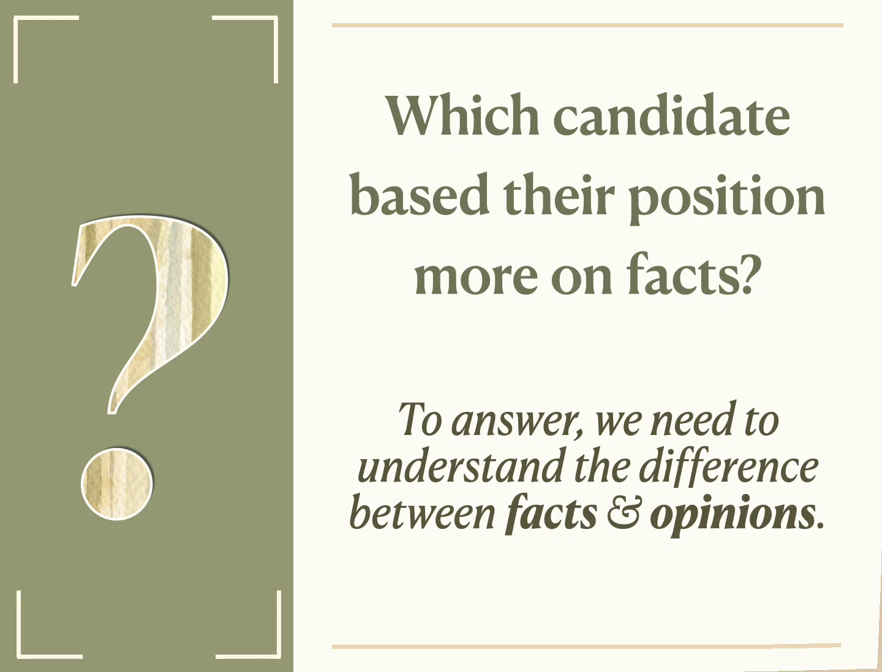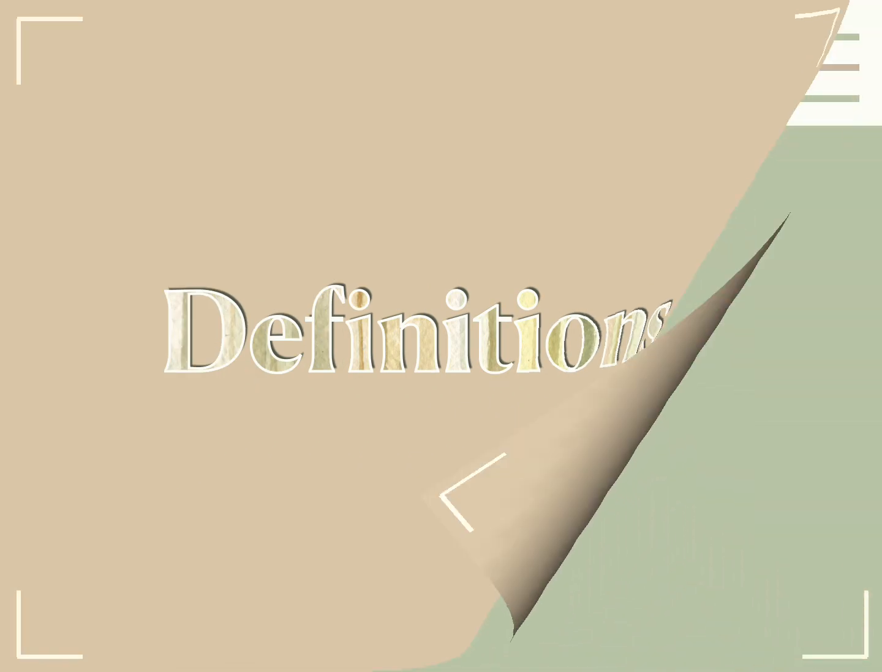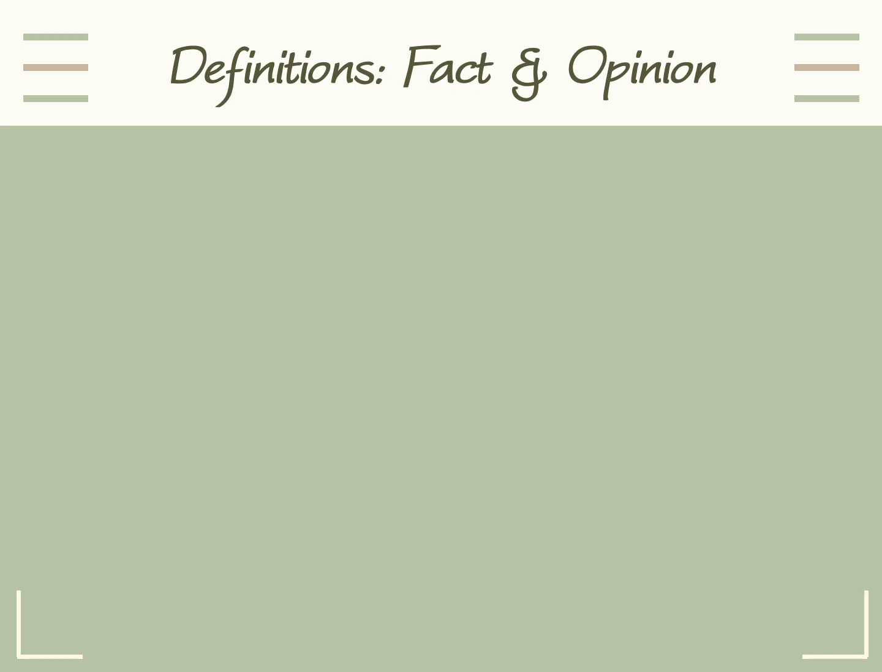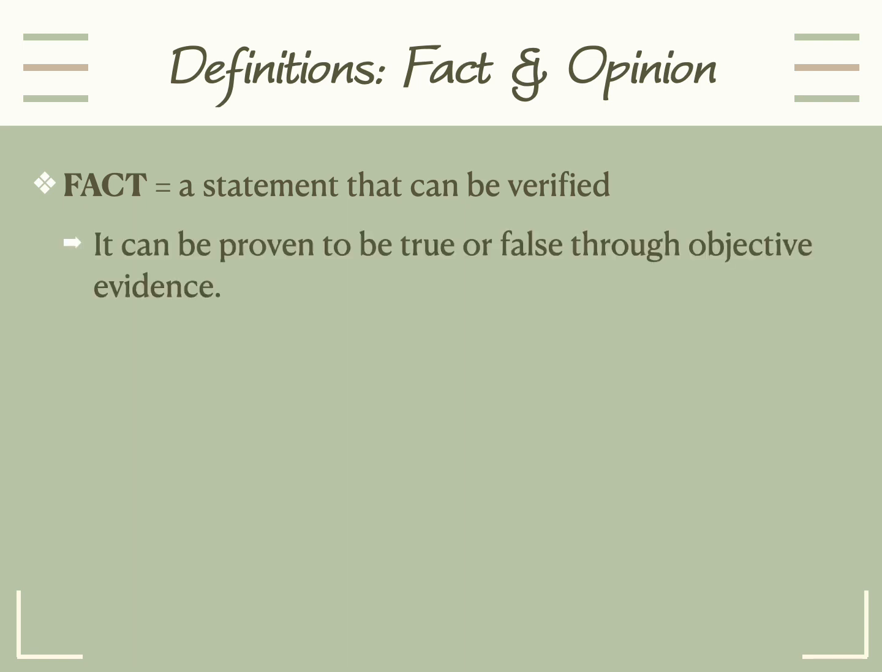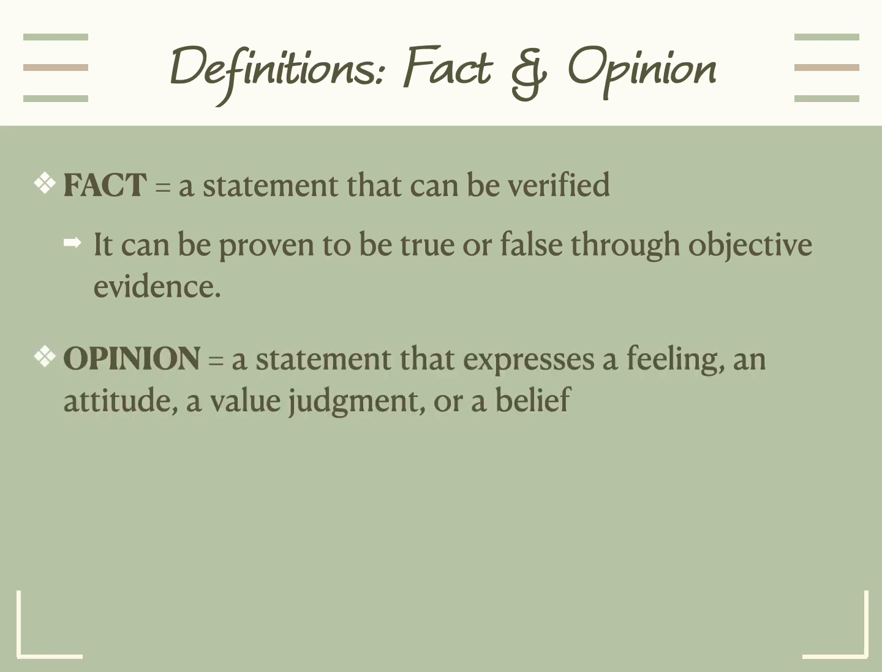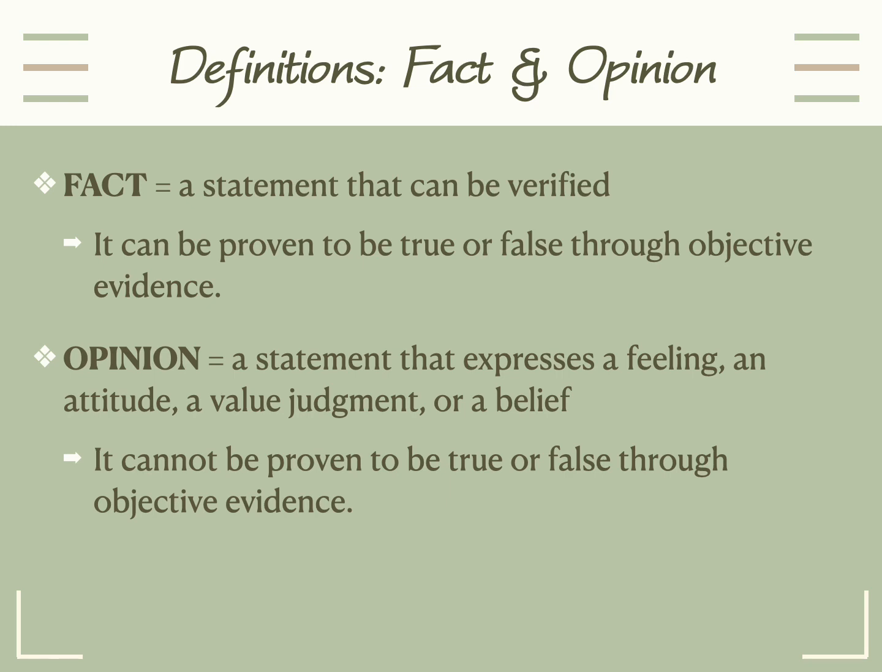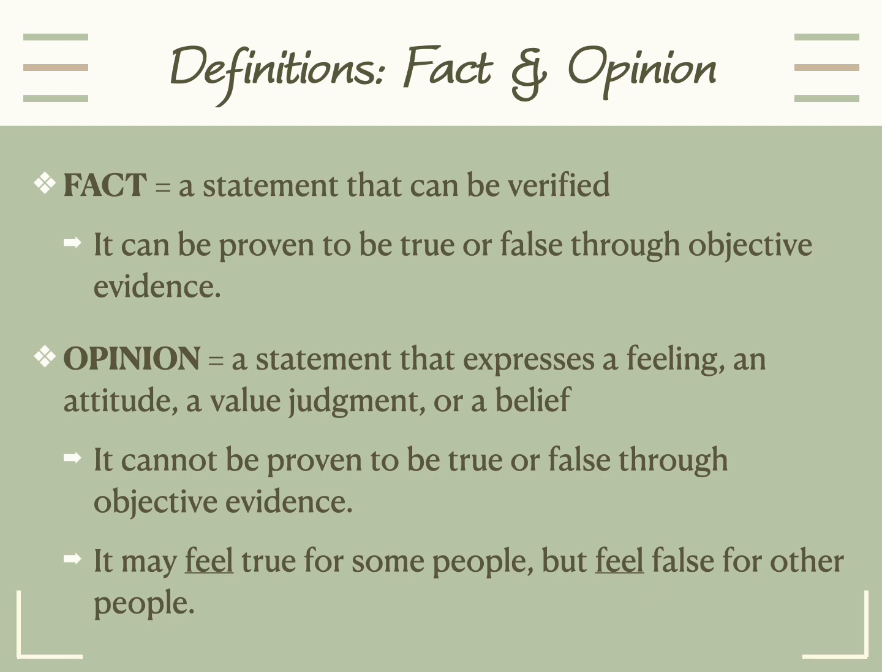Let's get a definition of facts and opinions. All right, so first of all, a fact. A fact is a statement that can be verified, meaning it can be proven to be true or false through objective evidence. An opinion is a statement that expresses a feeling, an attitude, a value judgment, or a belief. So an opinion cannot be proven to be true or false through objective evidence. It may feel true for some people, but it can feel false for other people, because opinions, again, are about feelings.